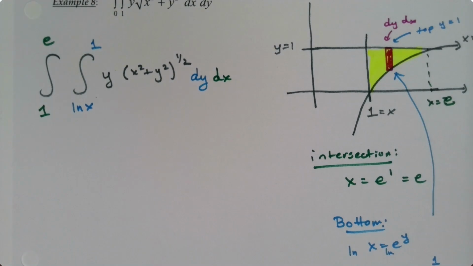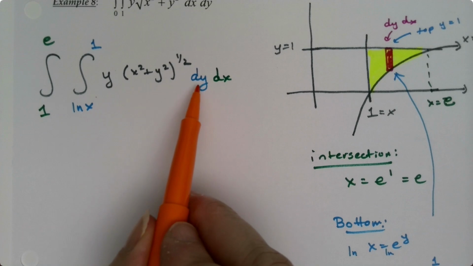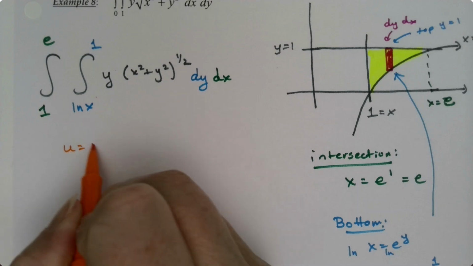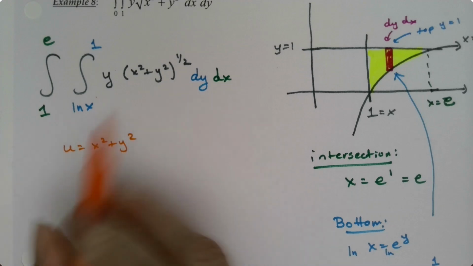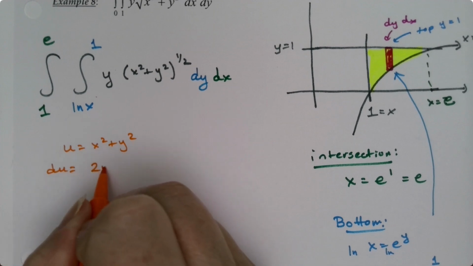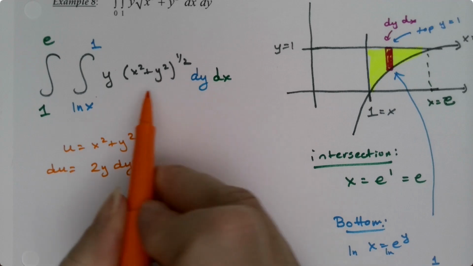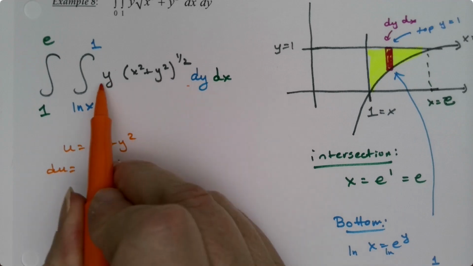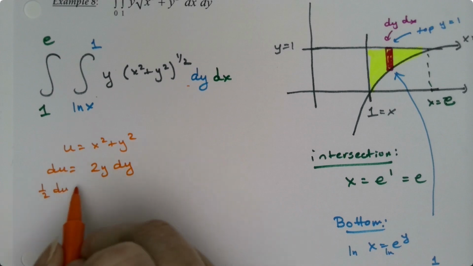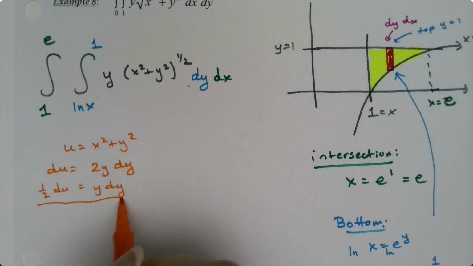Okay, so you might be thinking, well, why are we doing y first? Well, because if u is x squared plus y squared, then the derivative of that with respect to y would be 2y dy, which is what we want other than the 2, because we only have a regular y here. So we want 1/2 du equals y dy. Okay, so keep that in mind.